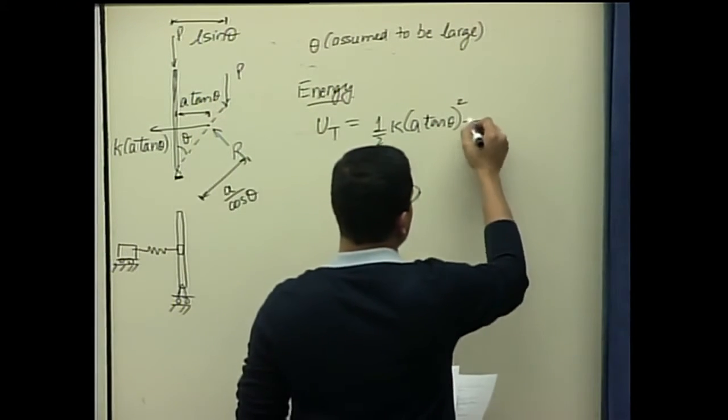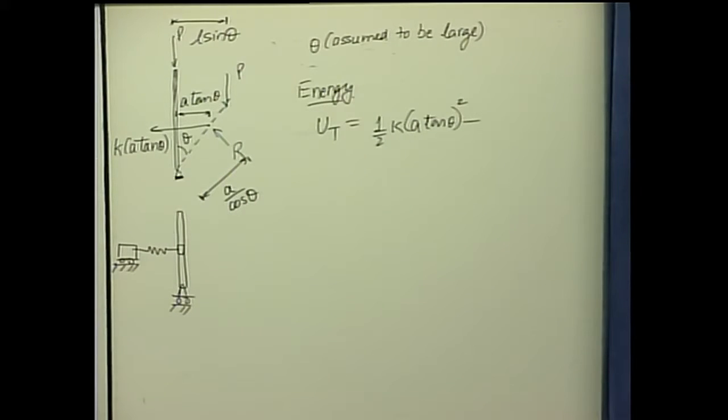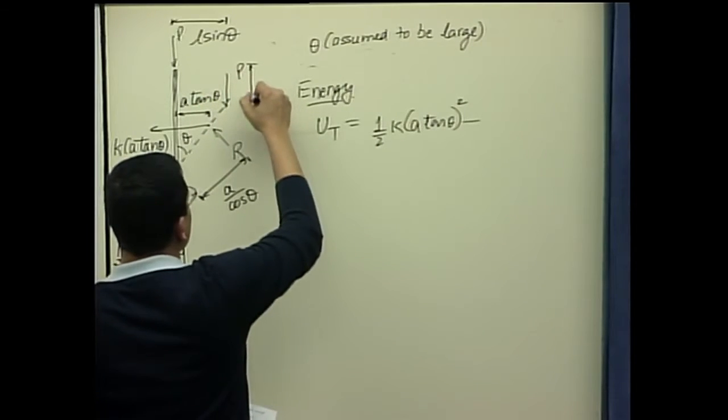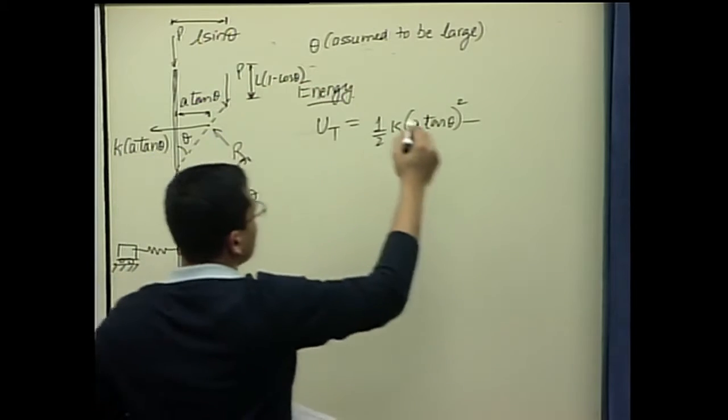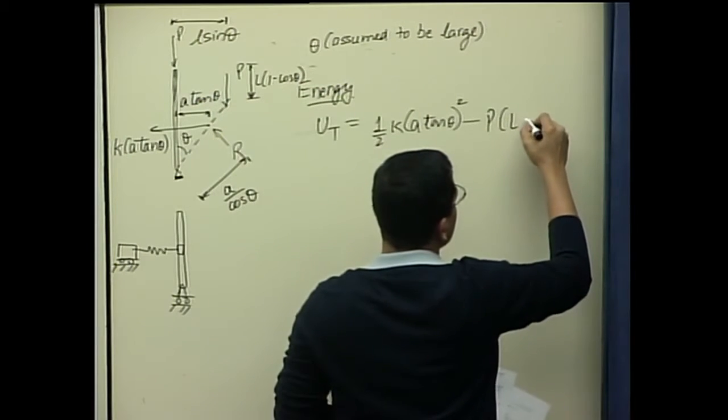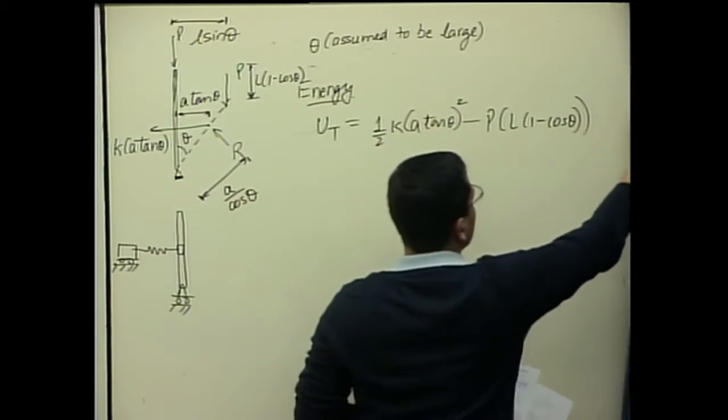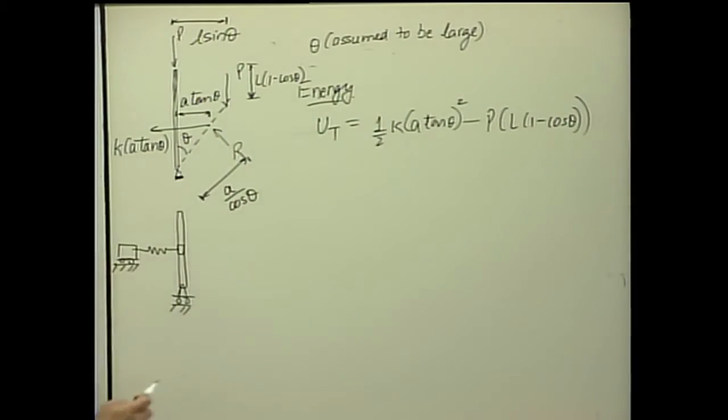What will be the potential due to the externally applied load? Is there any difference? Did we make any assumption previously while calculating this distance? No, right? We did not make any assumption while calculating that distance, so it still remains L times 1 minus cosine theta. So we have the total potential energy in the system.